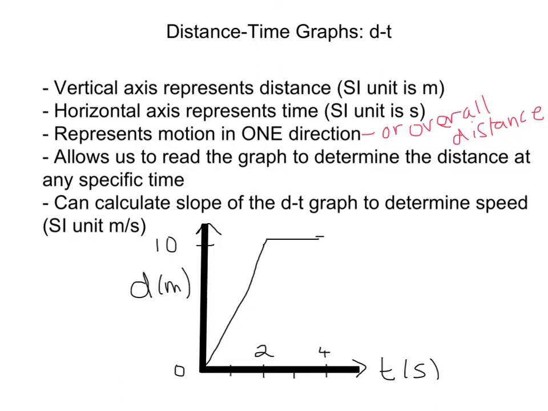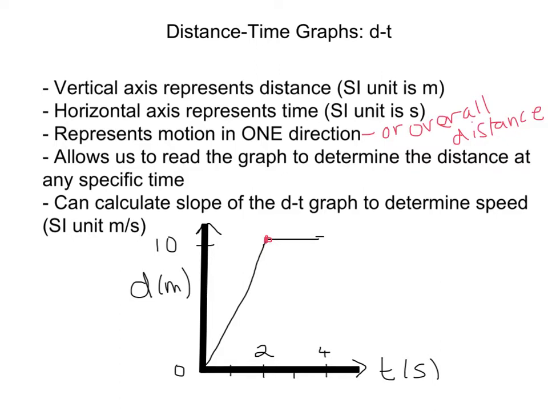And it allows us to read the graph and determine distances at any specific time. So I could say to you, what's the distance at 2 seconds? And you'd say to me, well, that looks like it's this point here, so that must be 10 meters. So the distance at 2 seconds is 10 meters. And we can also calculate the slope of the distance time graph to determine speed. And that would end up in meters per second.